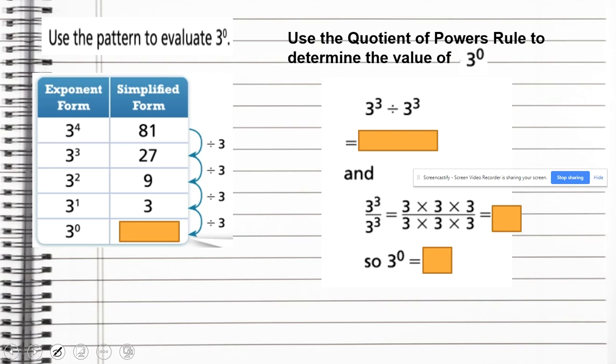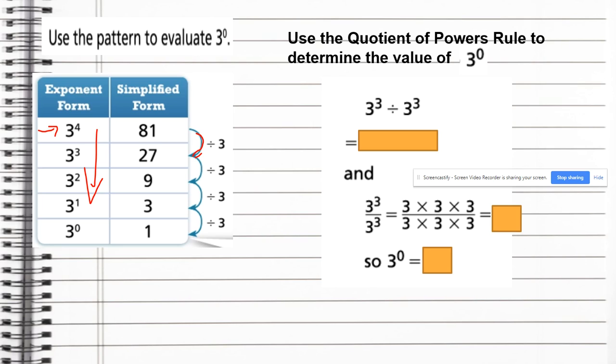Let's use the pattern to evaluate 3 to the 0 power. We see here the exponential form of 3 to the 4th is 81, 3 to the 3rd is 27. We see this as we divide, and it gets smaller and smaller, right? If we have 9 divided by 3, we then go down to 3 to the 0 power, and 3 divided by 3 is 1. Look at your powers and how they decrease as well. The powers are decreasing, and as they decrease, we're dividing by 3 each time.